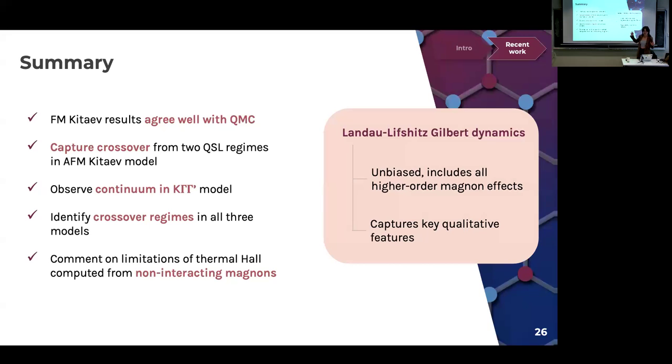And we did all of this using Landau-Lifshitz-Gilbert dynamics. And even though it's classical, it's unbiased. We can go to large system sizes and long times. And it includes all higher order magnon interactions, so you don't actually have to assume a quasi-particle picture. We just simulate it, and then it gives us the dynamics. And using this technique, we're able to capture the key qualitative features that have been seen in many simulations on the quantum model.